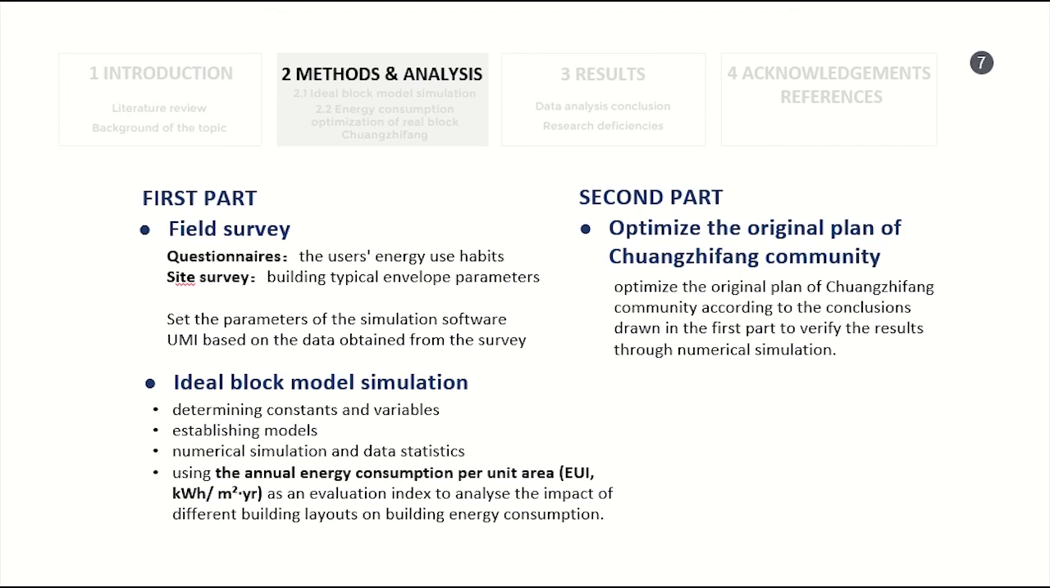This study has been divided into 2 parts. The first part is field survey, guiding the user's energy use habits and building typical envelope parameters, and then setting the parameters of the simulation software, WUMI, based on the data obtained from the survey. Take the ideal block model as simulation object, determining constants and variables, establishing models, numerical simulation and data statistics, and finally, using the EUI as an evaluation index. The second part is optimizing the original plan of Chuangjifang community according to the conclusions drawn in the first part.